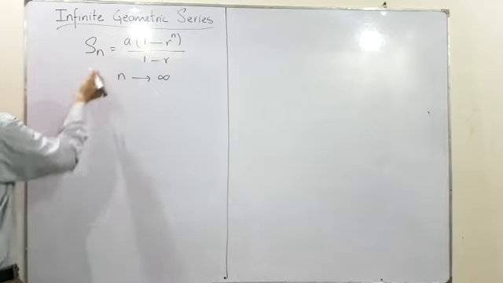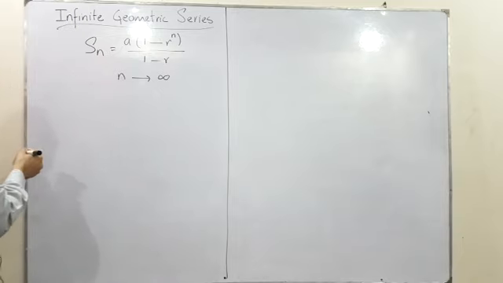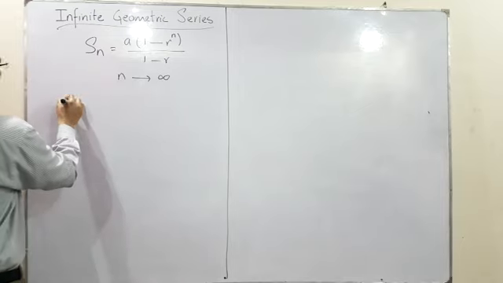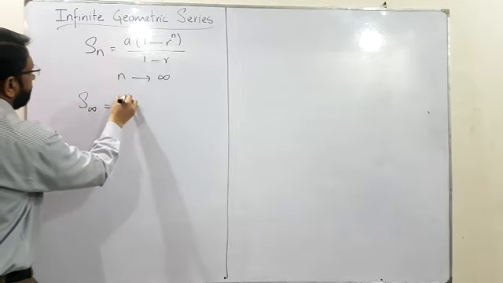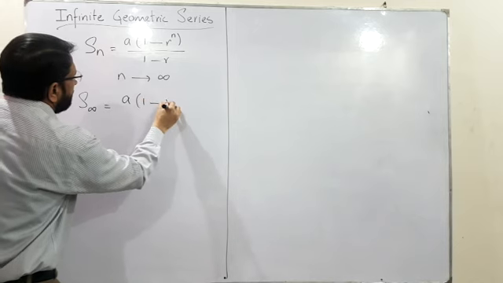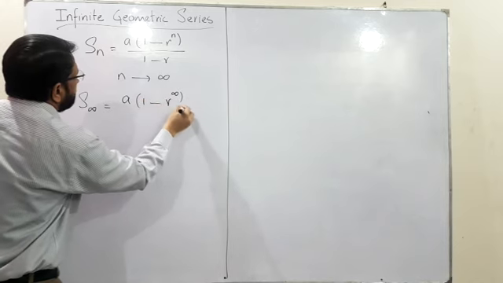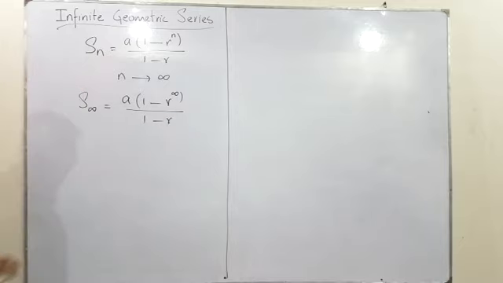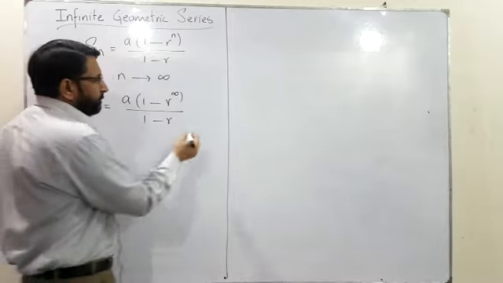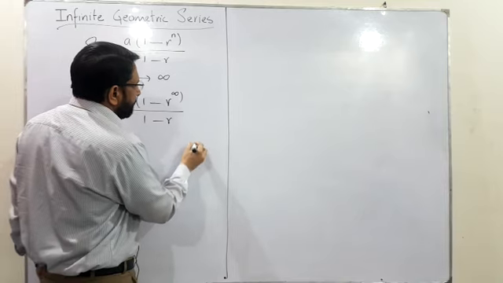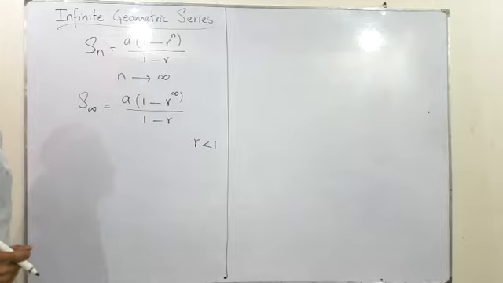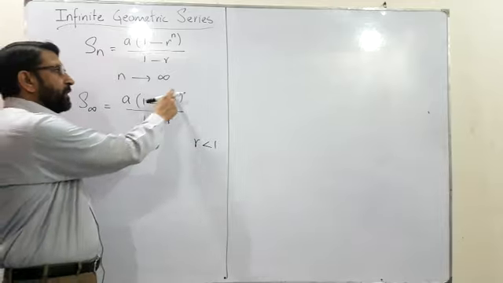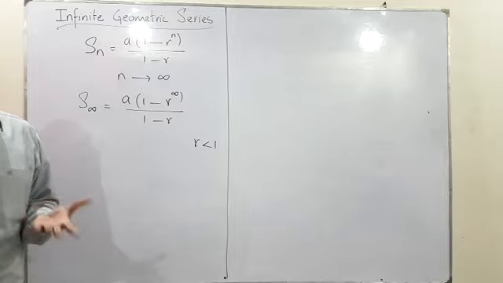Then we simply write, this is just to make a generalized rule for an infinite number of geometric terms. When n tends to infinity, S infinity is going to be a into 1 minus r power infinity over 1 minus r. As we know, in an infinite geometric series, r is less than 1. And when a number is less than 1 and we take higher powers, the number is going to be reduced and reduced and reduced.